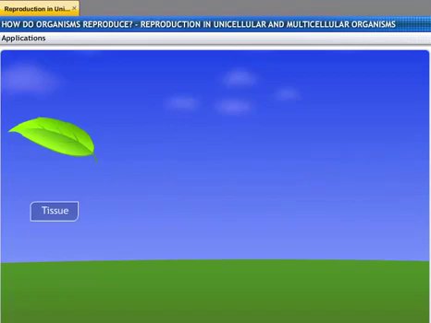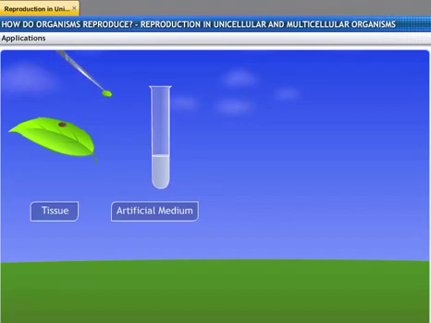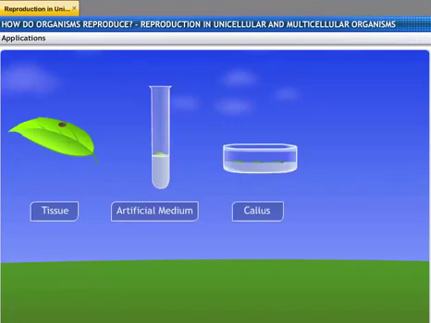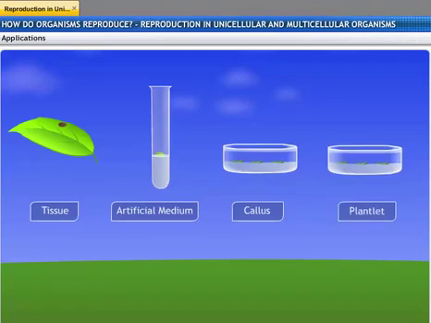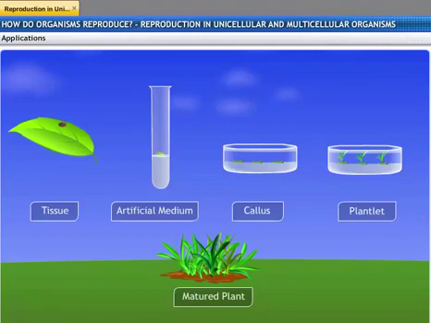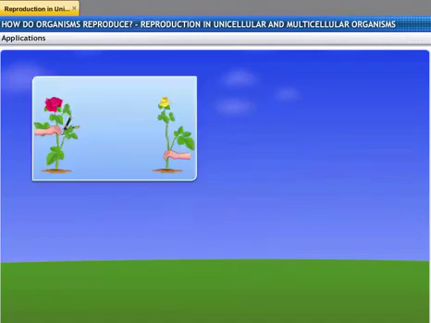Tissue, or separating cells, are removed from the growing tip of a plant. The removed cells are placed in an artificial medium where they divide rapidly to form a small group of cells called callus. The callus is transferred to another medium that contains hormones for growth and differentiation. Here, each callus grows into a plantlet. Each plantlet is then placed in the soil so that it can grow into a mature plant.